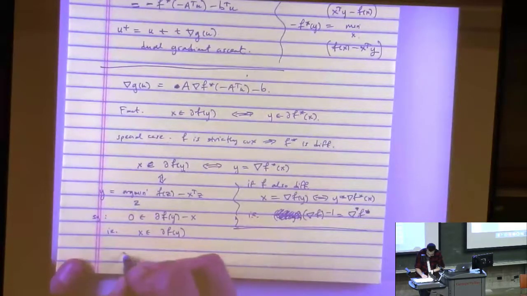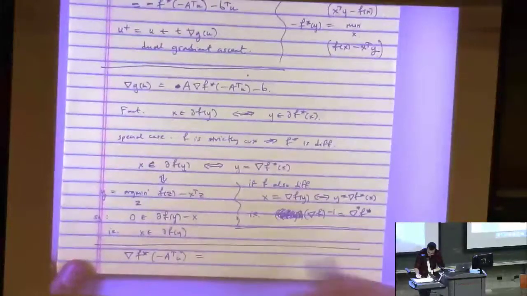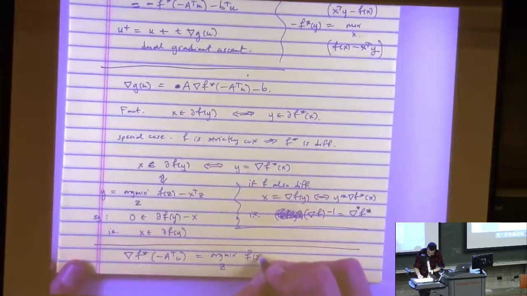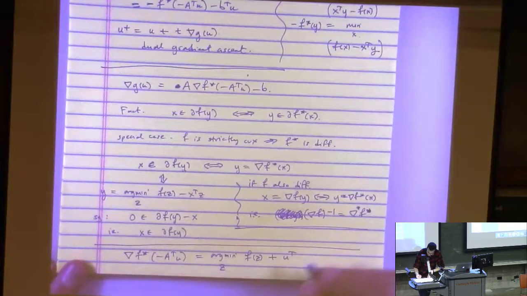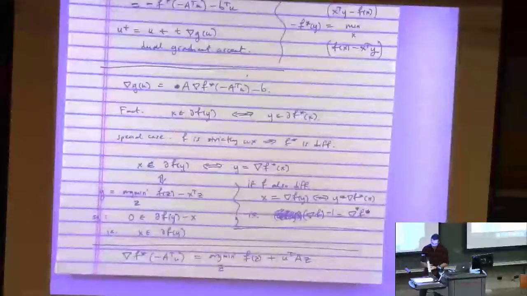So now we use the equivalence between this and this to derive the update rule here. So we say that the gradient of f star at the point minus A transpose u is equal to the argmin, let's say over all z, of f of z plus u transpose Az. That's just using this equivalence up here to compute the gradient. And now the gradient of g I get by assembling, somehow, the chain rule with that last fact.